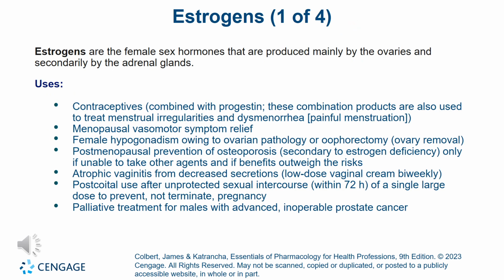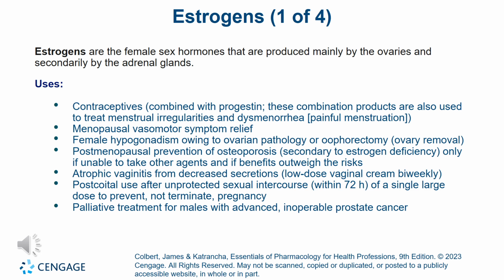Estrogens are the female sex hormones that are produced mainly by the ovaries and secondarily by the adrenal glands. Uses of estrogens include contraceptives combined with progestin. These combination products are also used to treat menstrual irregularities and dysmenorrhea, which is painful menstruation. Menopausal vasomotor symptom relief. Female hypogonadism owing to ovarian pathology or oophorectomy, which is ovary removal.